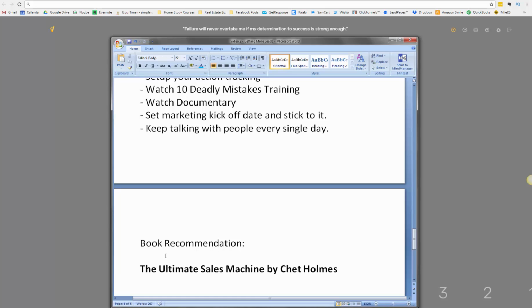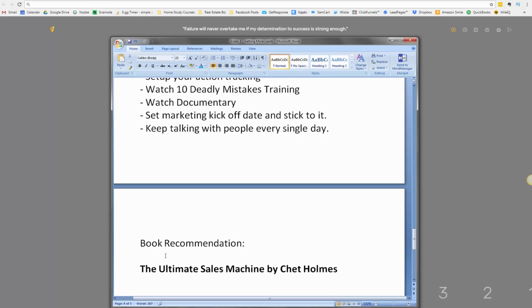And then I want to end by giving you a book recommendation. This is a book that you must have if you are in real estate or any type of business. It's one of the best business books that's kind of under the radar, but it's so important because it will keep your business alive, okay? And it really helps you to get focused. And that is The Ultimate Sales Machine by Chet Holmes.